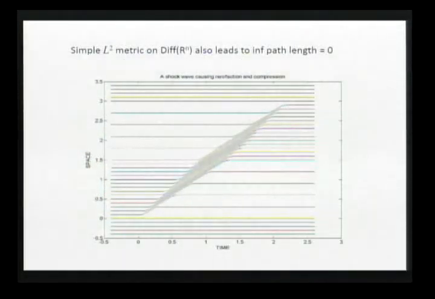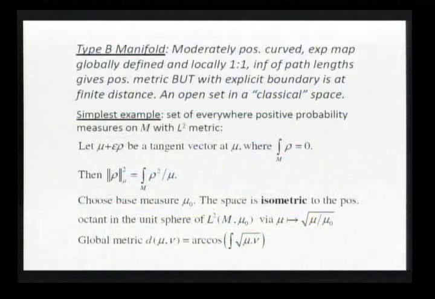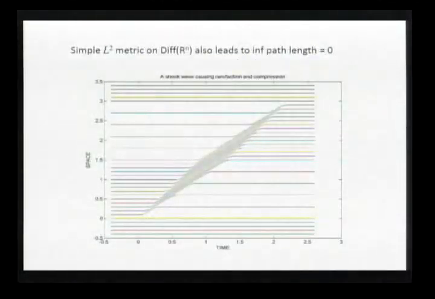And here's another example. Diffeomorphisms of S1 under the L2 metric are also just like simple closed plane curves. So this is an illustration of why, for the L2 metric on any R^n, the infimum of path lengths is zero. But this is one dimension. So these are points on a one-dimensional axis, and this is time.